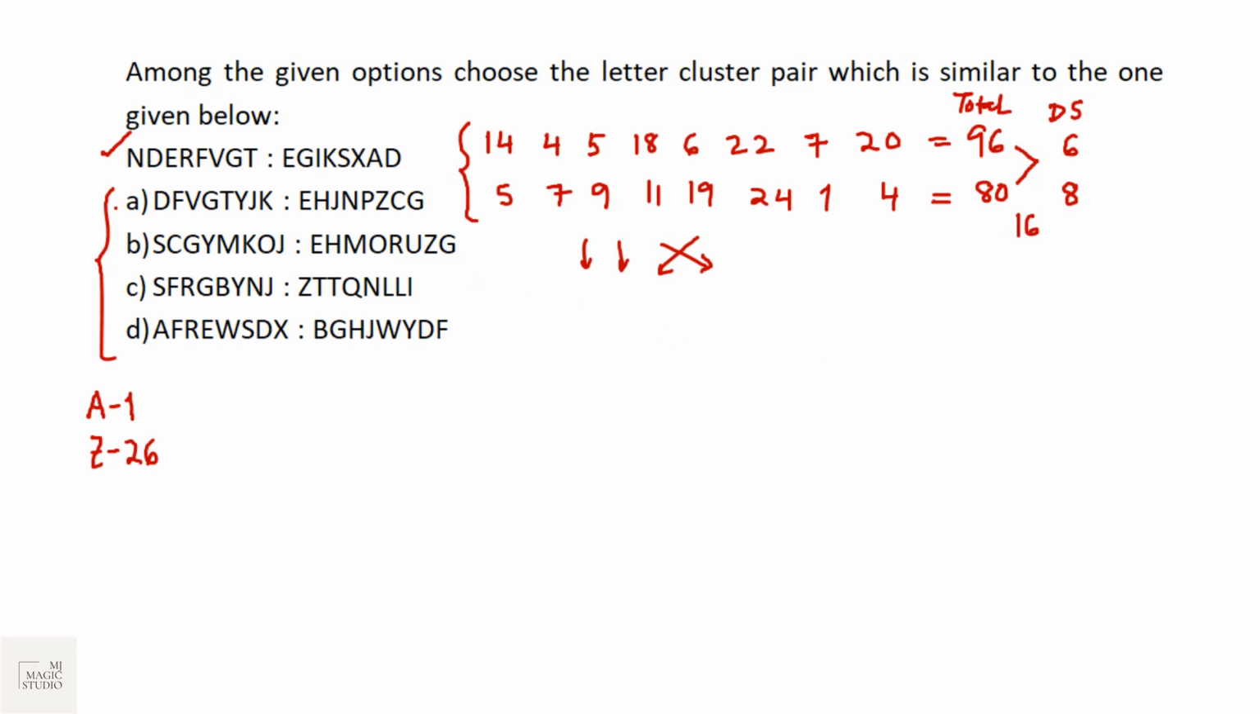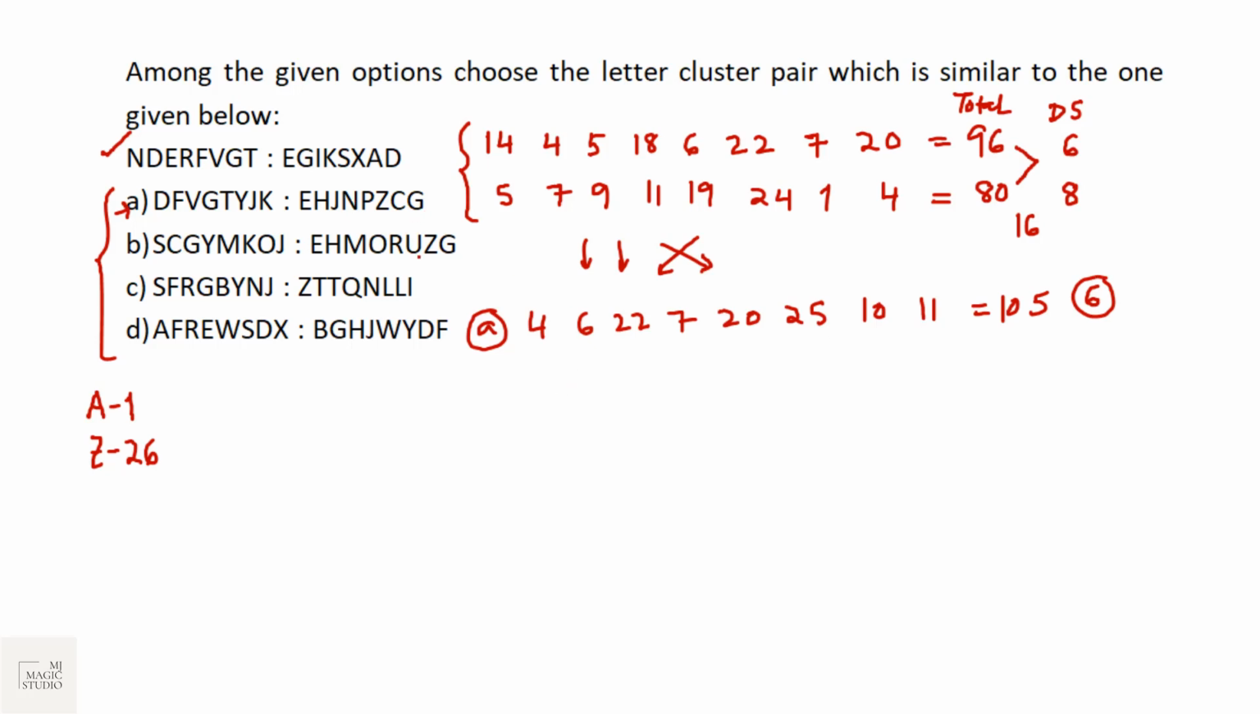Now based on this, if I take option A, and if I assign the numbers to it, D, A, F, V, G, I'll get 4, 6, 22, 7, 20, 25, 10, 11, and its sum is 105. Digital sum is 6.